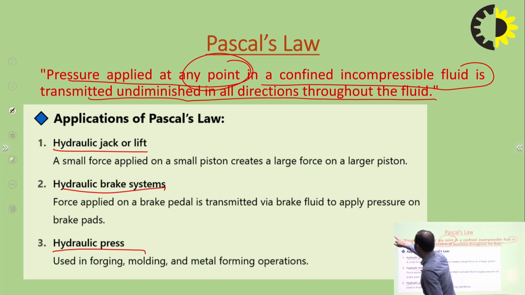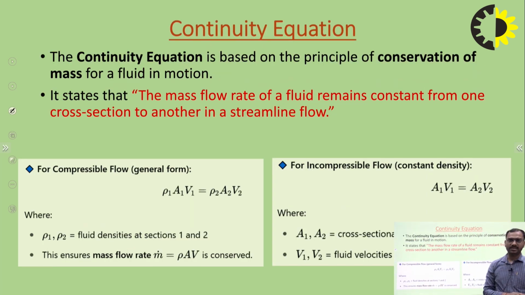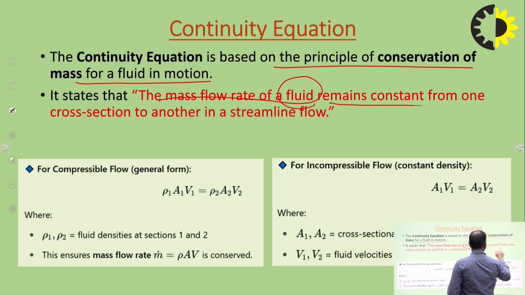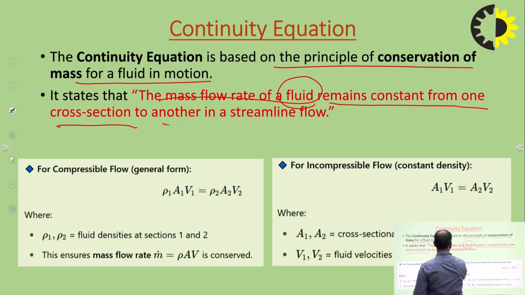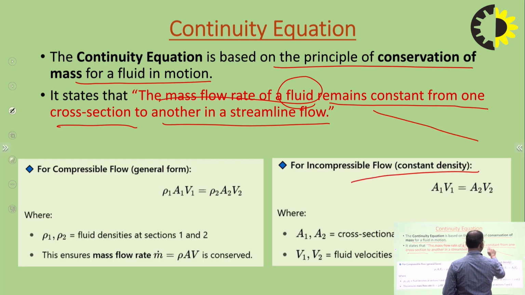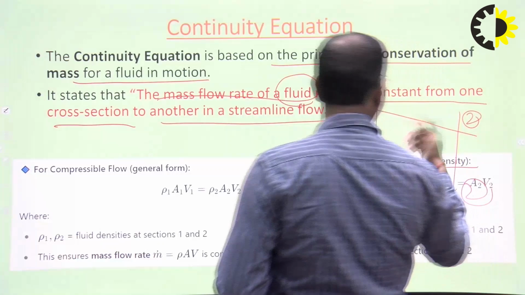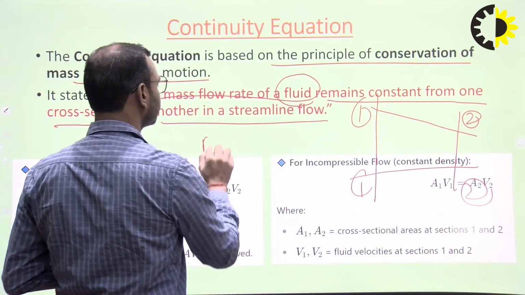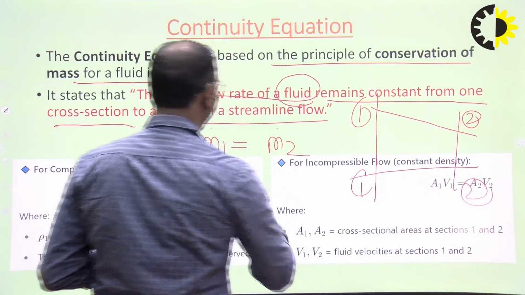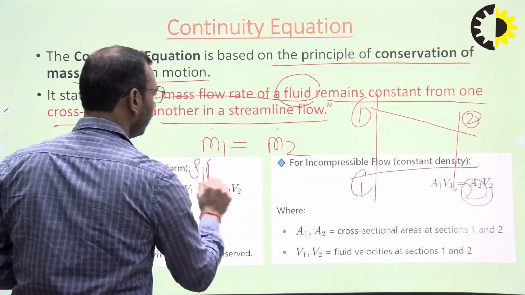In last, what is continuity equation? So basically, continuity equation is based on the principle of conservation of mass of a fluid in motion, and it states that the mass flow rate of a fluid remains constant from one cross section to another in a streamline flow. Suppose this is a variable cross section pipe, and in this pipe this is cross section 1, this is cross section 2. So according to continuity equation, mass flow rate at section 1 is equal to mass flow rate at section 2. Mass flow rate is also equal to rho 1 A1 V1.